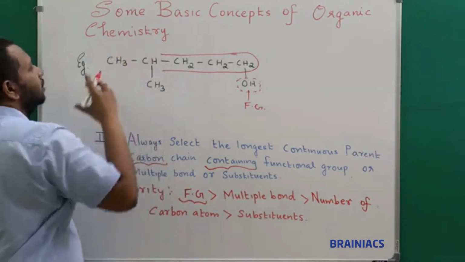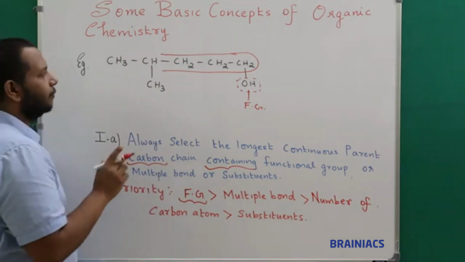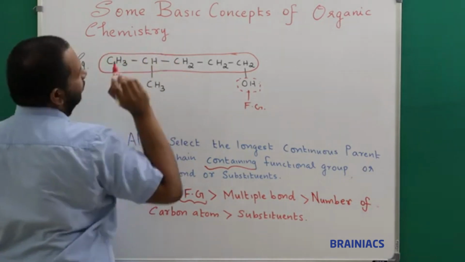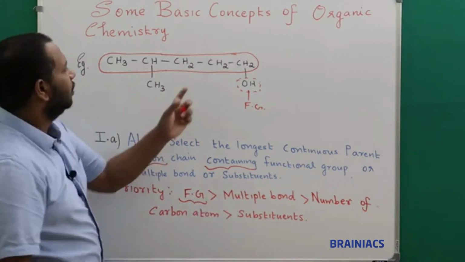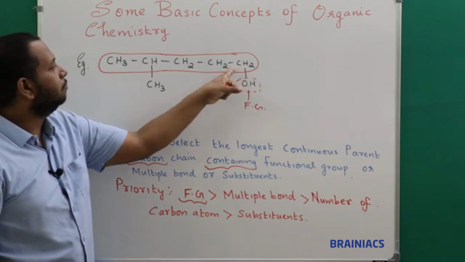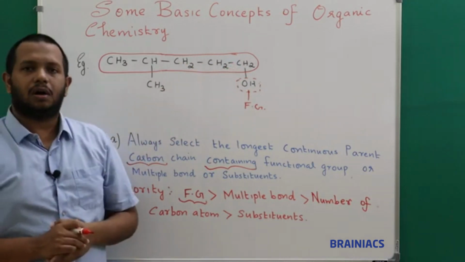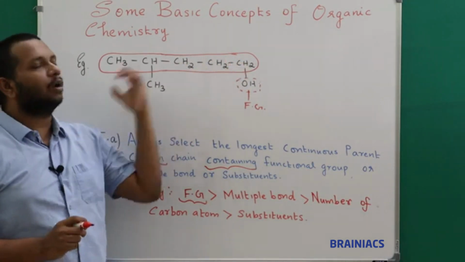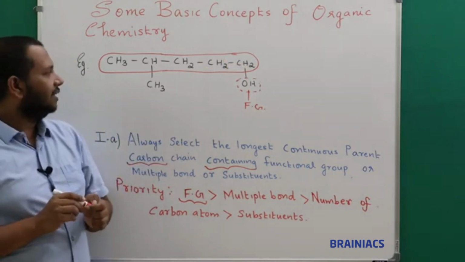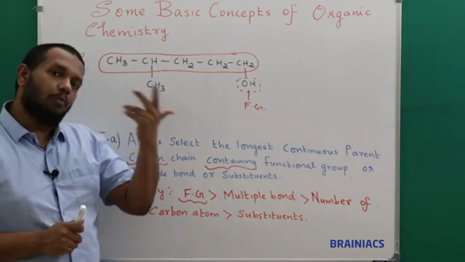If you choose this way, the name will be the same. We will see that there is no difference. So I can choose anything. So I will go for the straight one. Okay. So I have chosen the longest continuous parent carbon chain. Hope you understood how to select the longest continuous parent carbon chain. Okay, now we will see the next example, then it will become more clear.